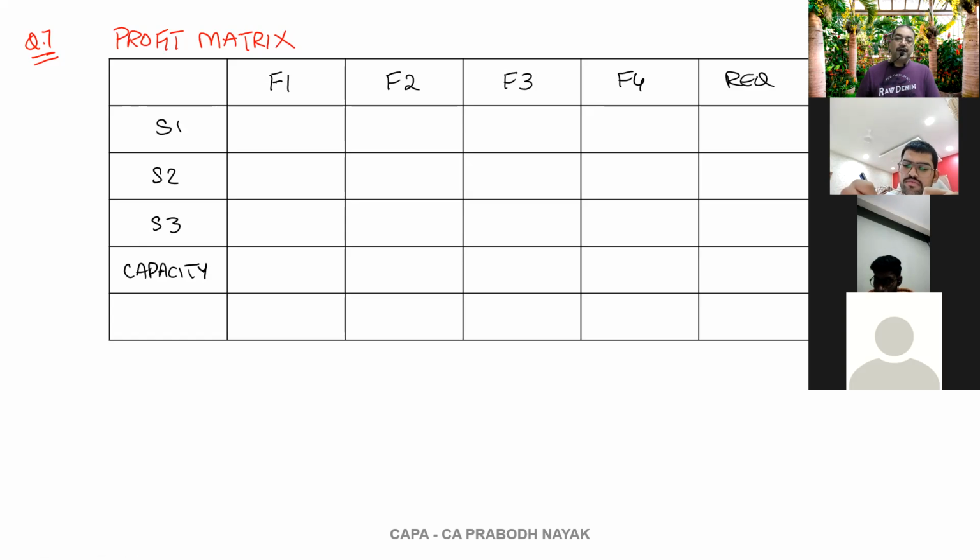Okay, shall we start calculating the profits now? As I said, 34 minus 15, the first one. 34 for the S1 and F1 combination: 34 minus 15 minus 10 minus 3. So minus 28. 34 minus 28, that is 6.